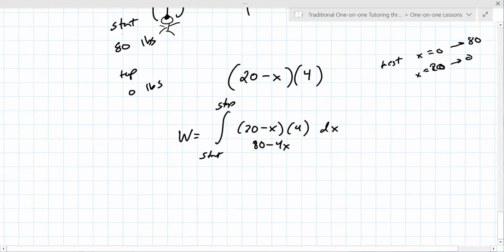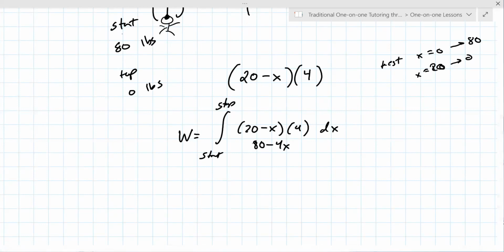Okay, but these are kind of your work scenarios. Now, the only other one that you might see is a spring problem. Is that something you have seen or want to see, or should we move on to something else? I'd like to go over that real quick.